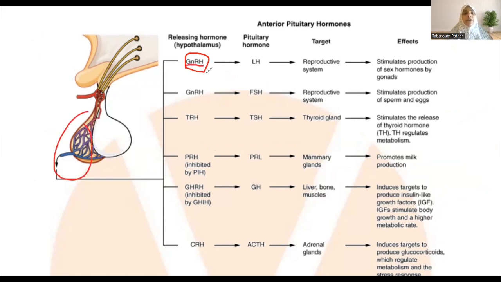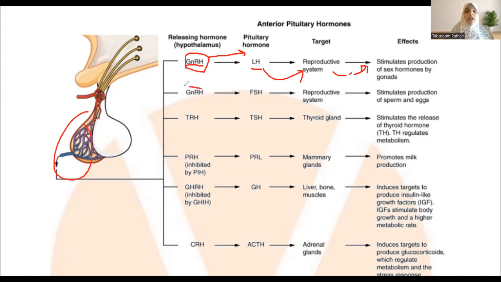Gonadotropin releasing hormone will trigger the pituitary gland to secrete luteinizing hormone. Luteinizing hormone will go to the reproductive system, and it will stimulate the production of sex hormones by the gonads. In case of males, the testosterone and all that. In case of females, estrogen, progesterone and all those hormones.